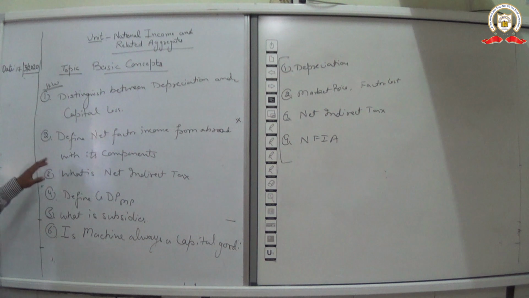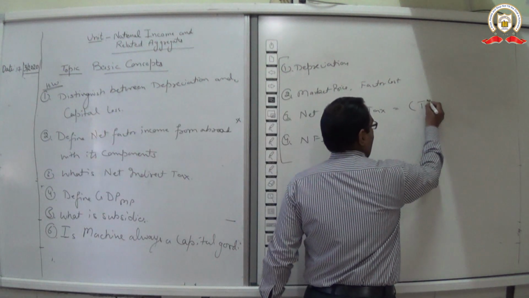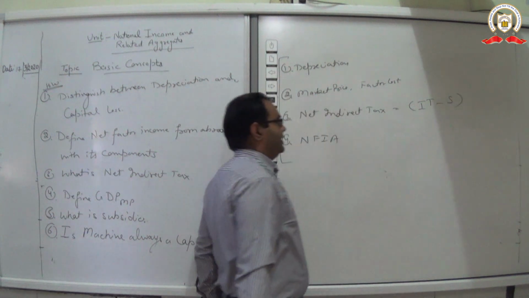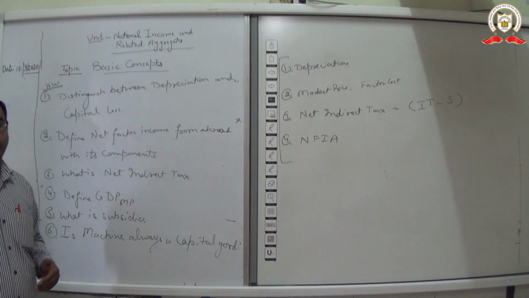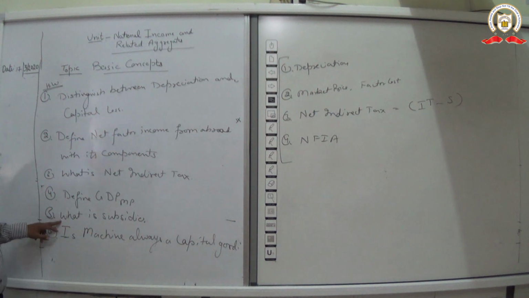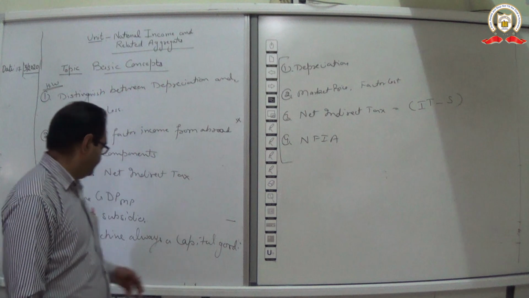What is net indirect tax? Net indirect tax is the difference between indirect tax and subsidies. GDP at MP refers to the money value of all final goods and services produced within the territory of an economy. Subsidies refers to the financial aid given by the government to the producer to produce the commodity.